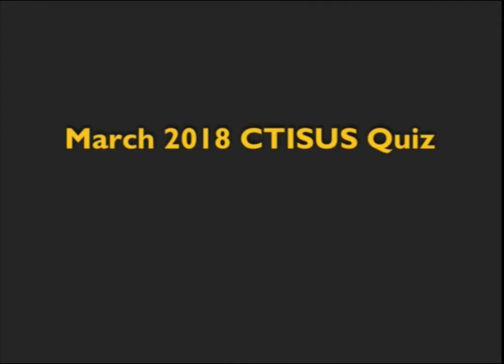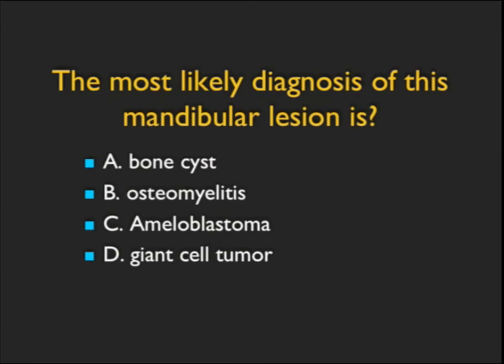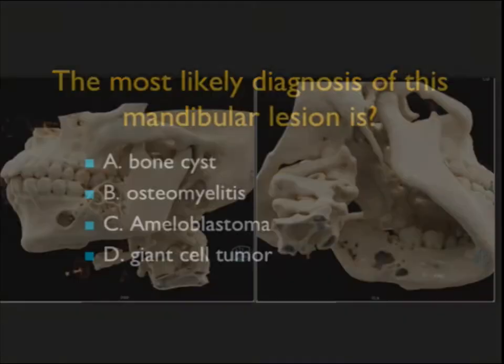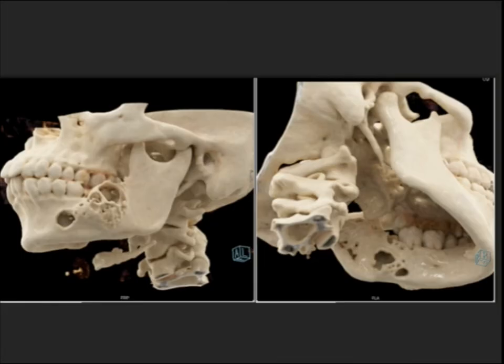I would like to say this is March Madness, but these are good cases. It's not madness. First case is a beautiful example of cinematic rendering, and I asked what the most likely diagnosis of this mandibular lesion is. You can see the expansile lesion, cystic and expansile in the mandible.